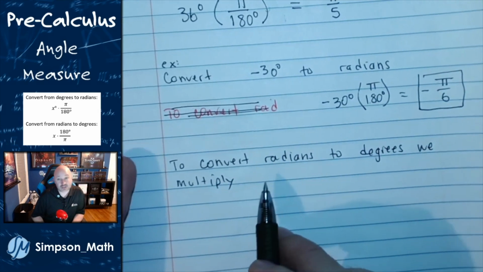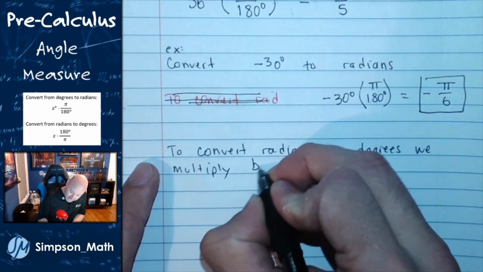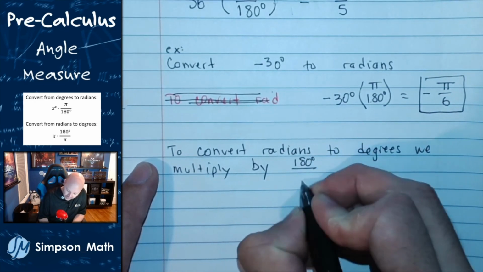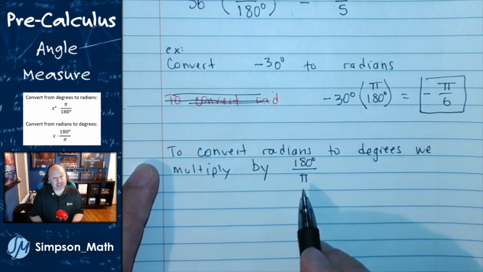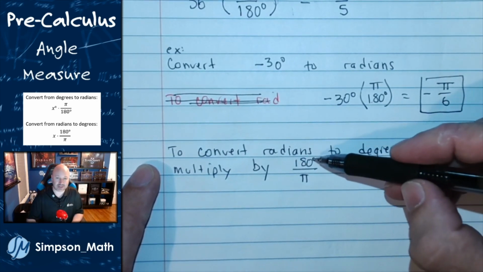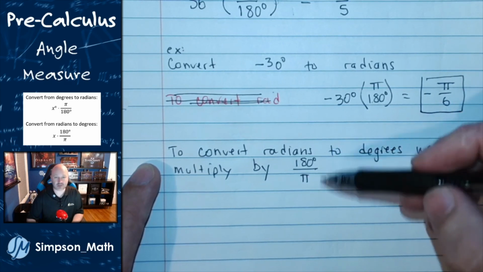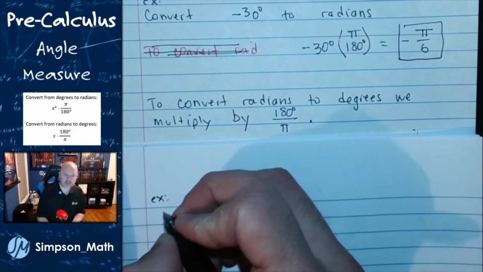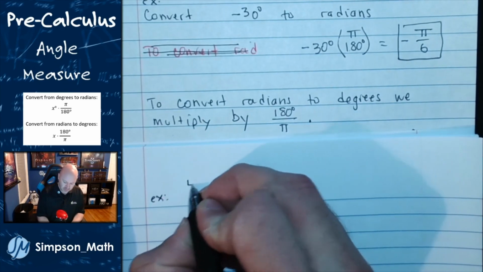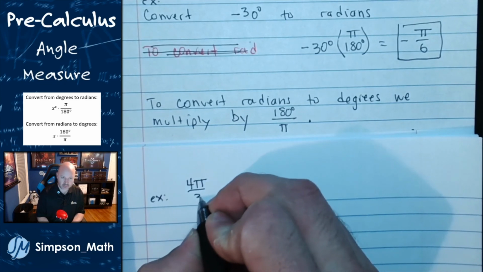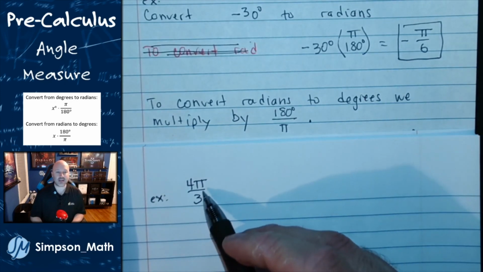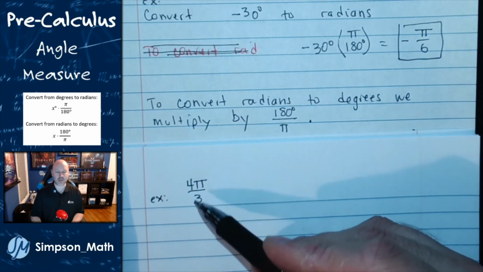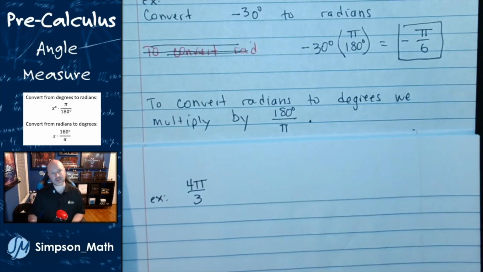To convert radians to degrees, we're going to multiply by that same equality, but this time I want the radians to go away. So I'm going to put the radians in the denominator, and I'm going to introduce the degrees in the numerator: 180 degrees over pi. For example, let's take a common radian, something like 4 pi thirds, and let's see what that is in degrees. I don't know what this looks like, but maybe if I can convert it to degrees, I'll know what it looks like.